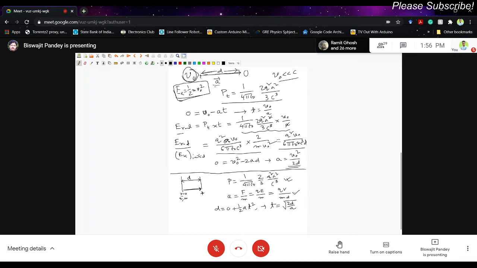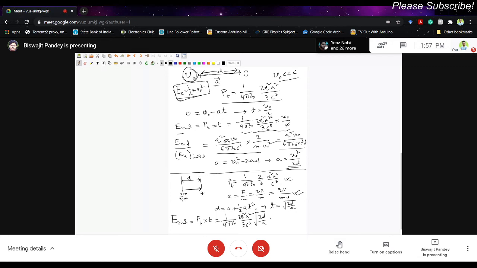A is already calculated, right? So the total power radiated by the point charge during this interval, going from one plate to the other, is given by the energy radiated. E radiated will be the power, P, times the time taken by the charge to go from one plate to the other. So again, this simplifies to 1 by 4 pi epsilon 0 times 2 q square a square by 3 c cube into root over of 2d by a.